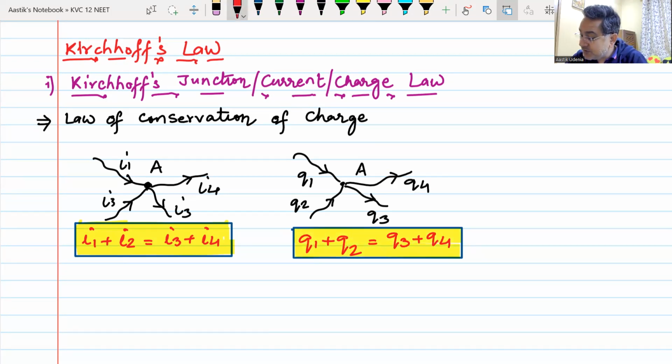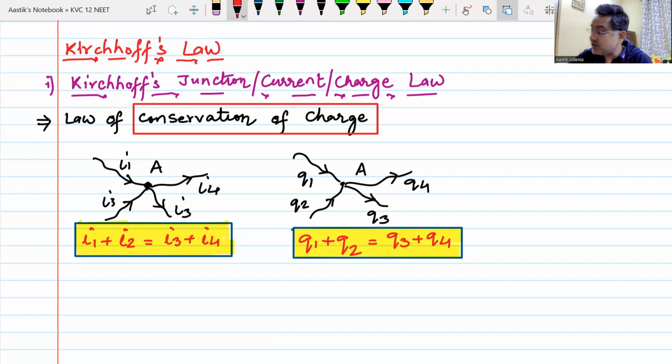Remember, this law is based on the law of conservation of charge. And this is an important thing that you have to remember because I have seen many questions come on which concept this law is based on. So you must remember this. Everyone understands this? Yes or no? Have you noted this down?